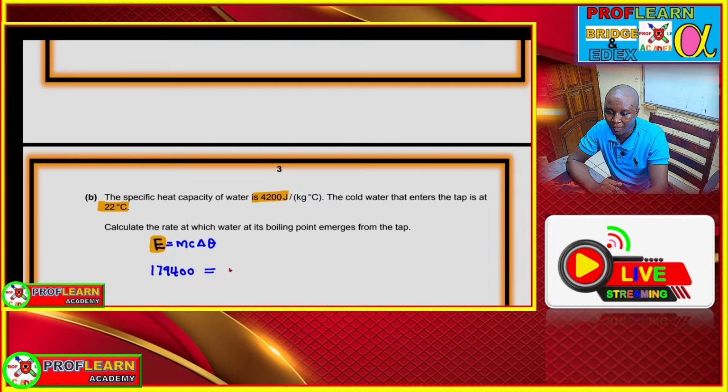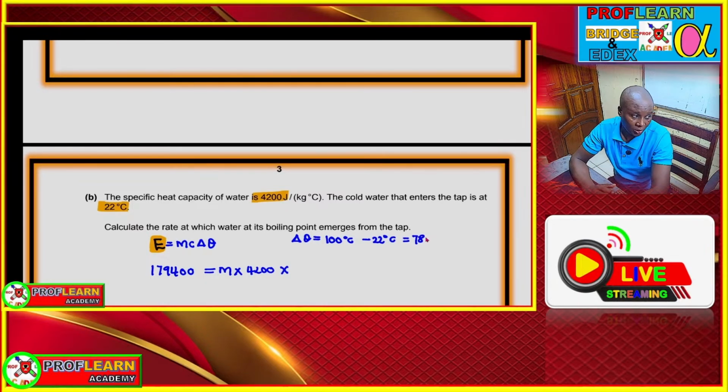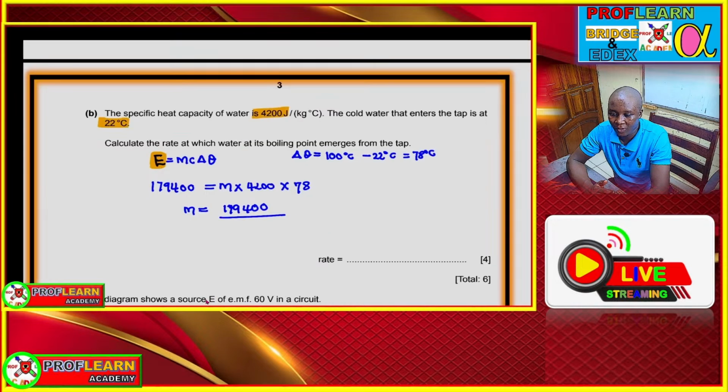17,994 is equal to mass times specific heat capacity, which is 4200, times the temperature change. Temperature change will be 100 degrees Celsius, and we subtract 22, because water boils at 100 degrees Celsius and the initial temperature was 22 degrees Celsius. So in that case, we have to subtract so that we can get the temperature change, which we shall write here and make m the subject of the formula. Try to work this out.